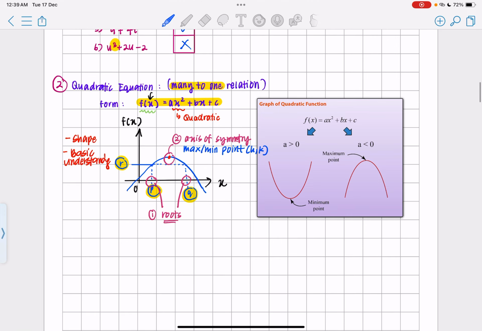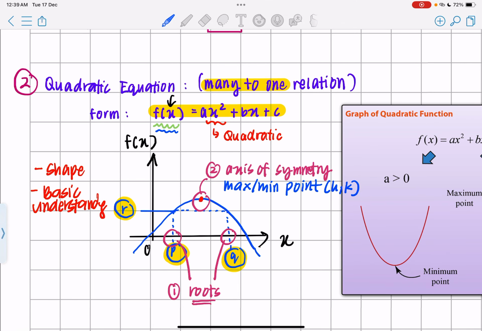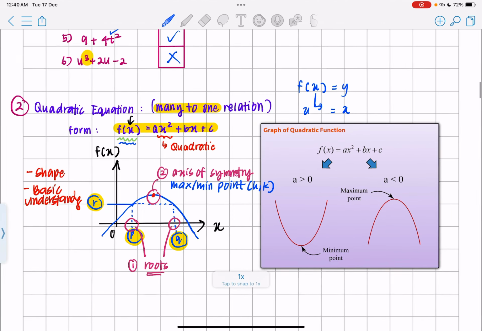Okay, basically kita akan learn banyak benda about quadratic equations. Okay, apa beza quadratic equations and quadratic expressions? Basically, quadratic equation when you have fx. Okay, this one. Fx. So, fx tu adalah y sebenarnya. Fx is y. Fx as a whole is y. But if x sahaja, then it's value x. Alright. Okay. For your information, quadratic equation have many to one relation. Why? Okay, I will terangkan sekejap lagi.